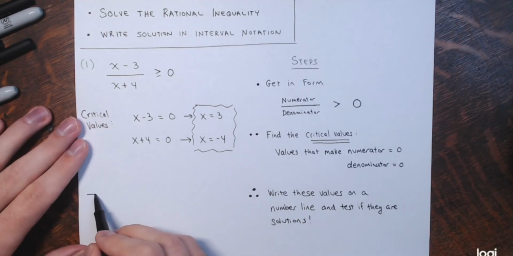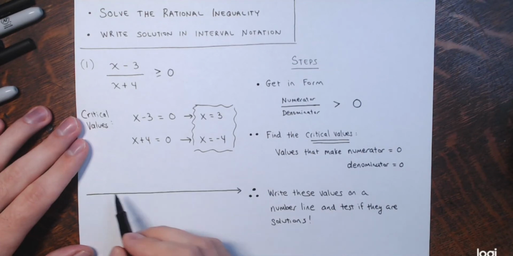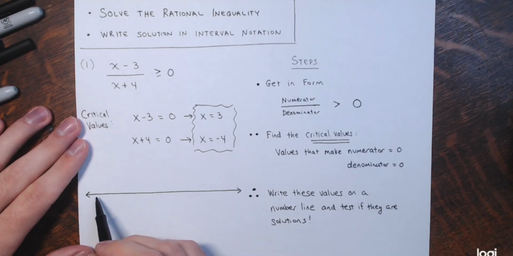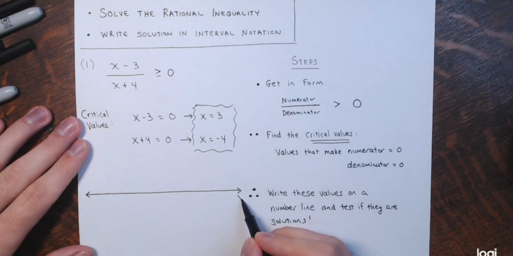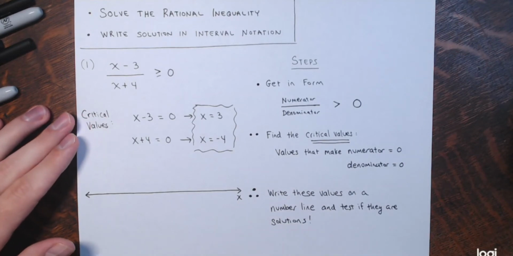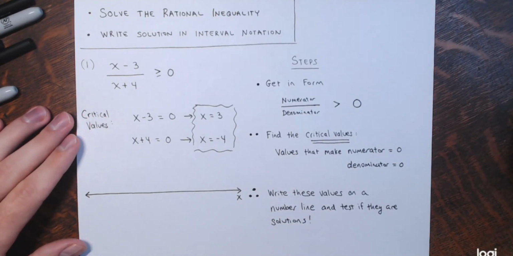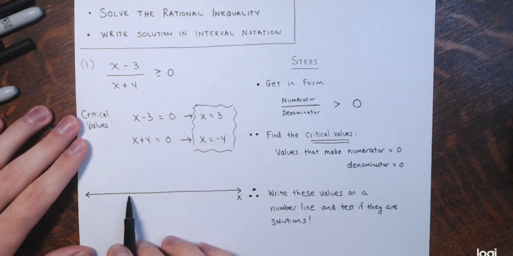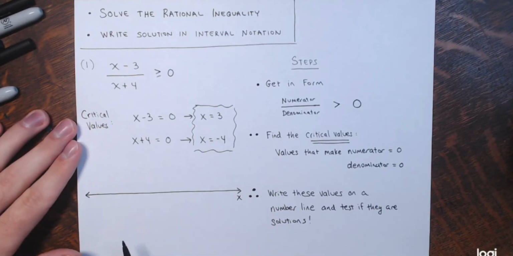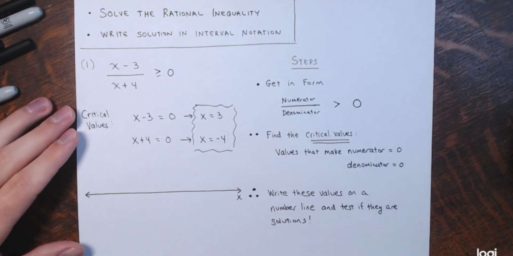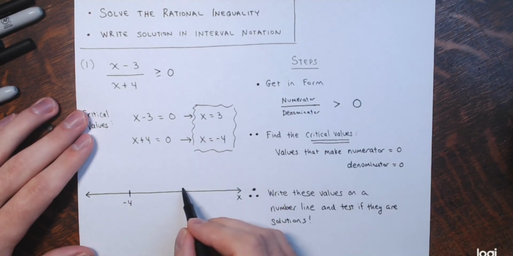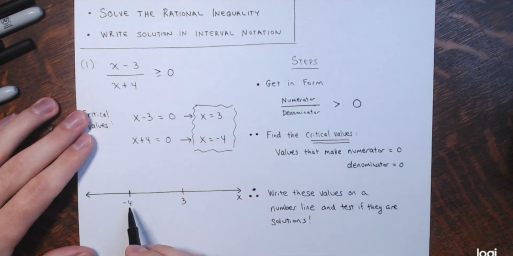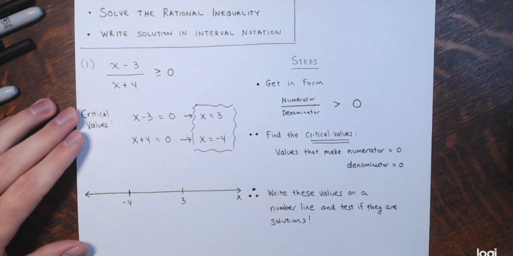So here's a number line, and this number line represents possible values of the variable. The variable here is x, so I'll put a little x here to let you know that the number line represents possible values of x. Then I'm going to place the critical values on this line, making sure I place them in the correct position, so that lower numbers are to the left of larger numbers. Negative 4 would be to the left of positive 3. So I mark off the critical values and then test them.